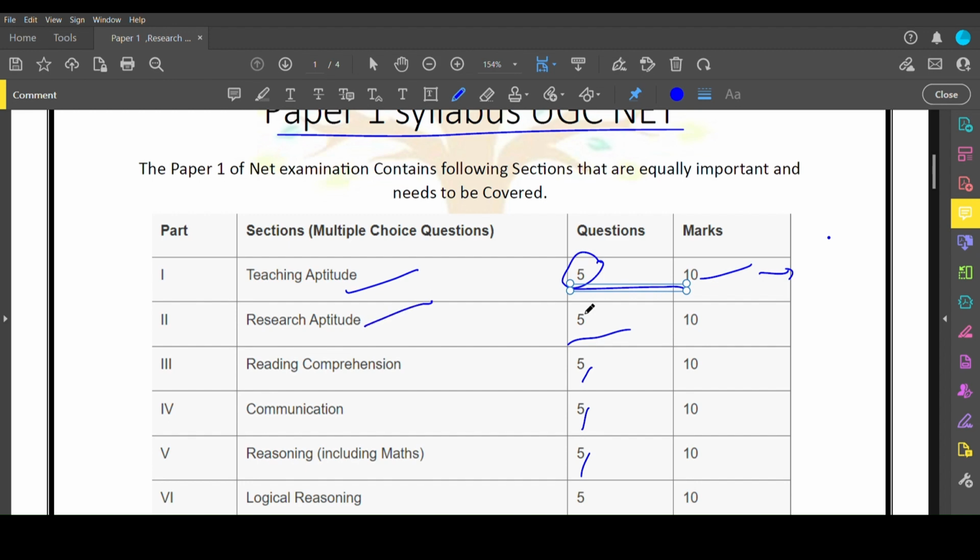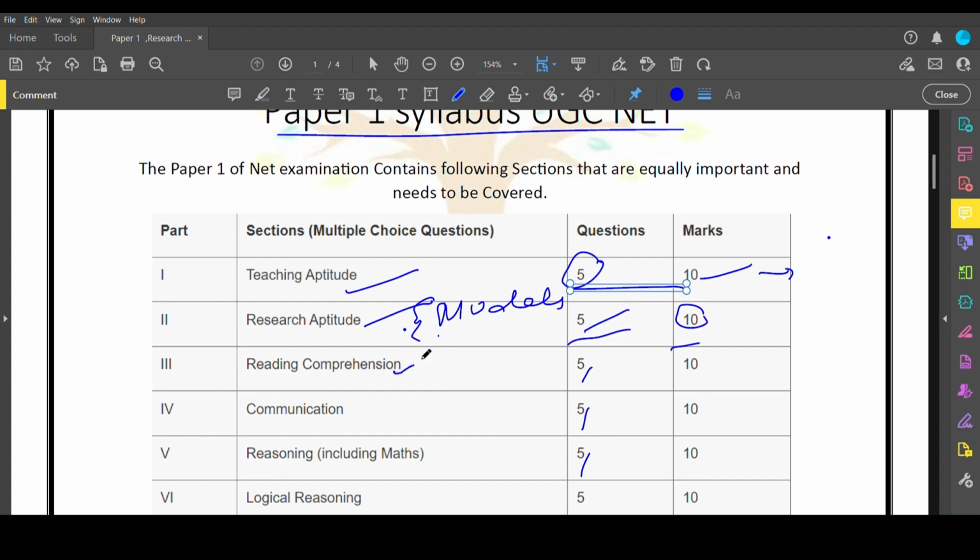The second one is research aptitude. Research aptitude also has 5 questions and 10 marks. This section is very important. It is not a very big section, but it still has models to understand, and a few terminologies like qualitative and quantitative that I have already shown. Other than that, there are various terminologies under it, such as methods of research and fundamental research, and many more under this section.